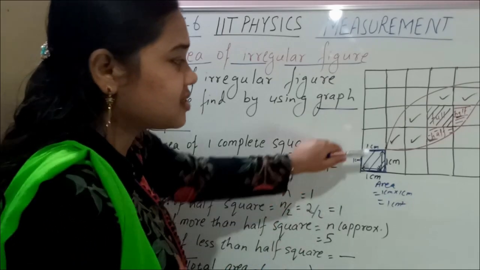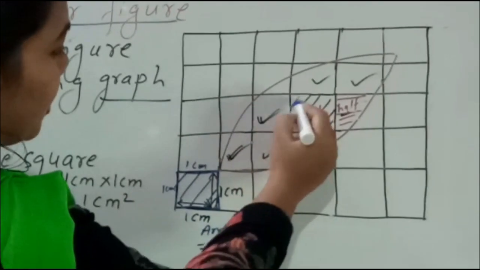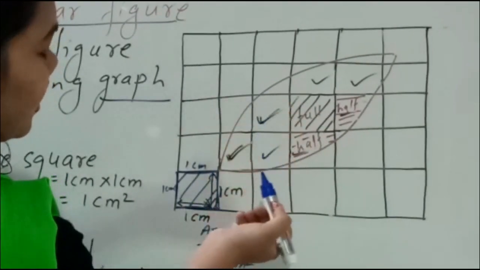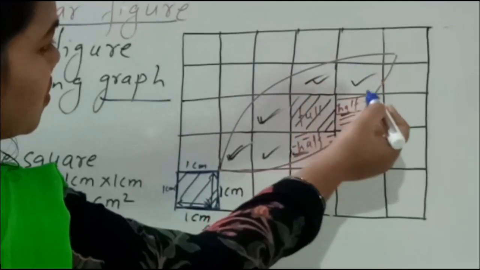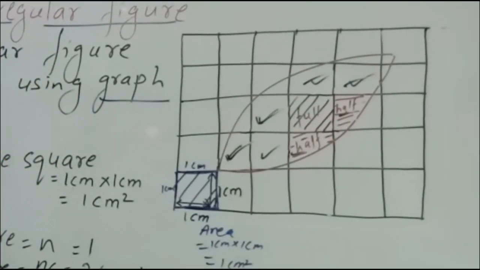How many boxes are more than half? You can say this one is more than half. Here, this is also only a little bit cut. This is more than half. This is more than half. This is more than half. Total 5 more than half boxes there. Is it or not?